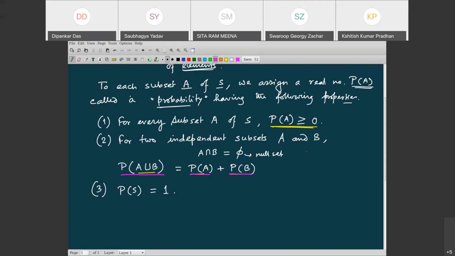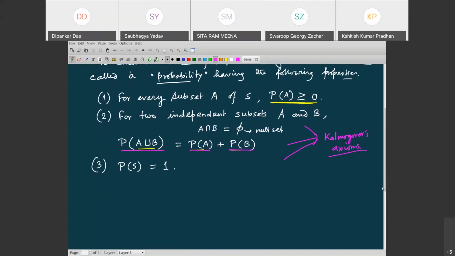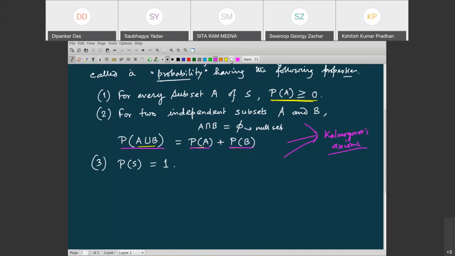Okay. So these are the basic definitions. These are, if you like, Kolmogorov's axioms. And so the total probability is one. These three together ensure that the probability should lie between 0 and 1.